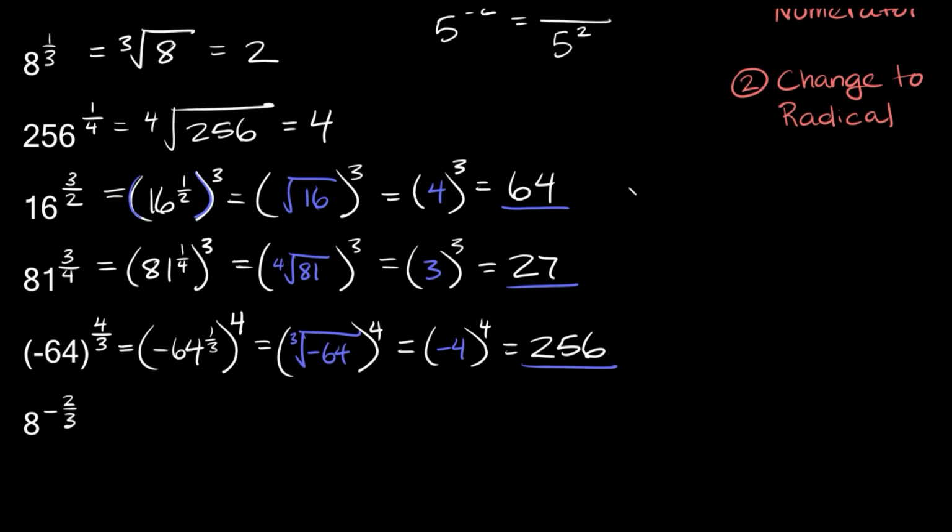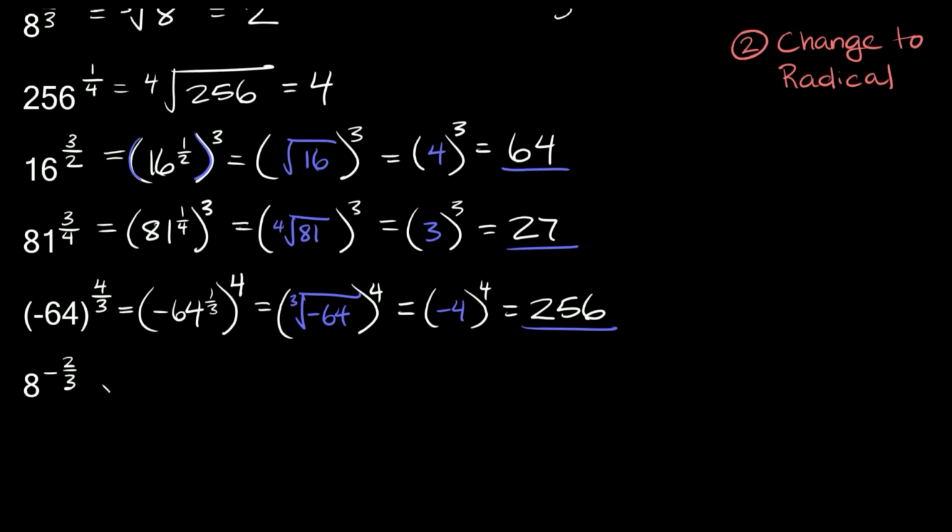Okay, so it's going to be the exact same thing over here. So 8 raised to the negative 2/3. The first thing we're going to do here is put a 1 in the numerator and then put this whole thing in the denominator. But again, we're going to make our exponent positive. So down here, we're going to have 8 raised to the positive 2/3. Okay, now we're going to go back to basically the steps we've been following so far.